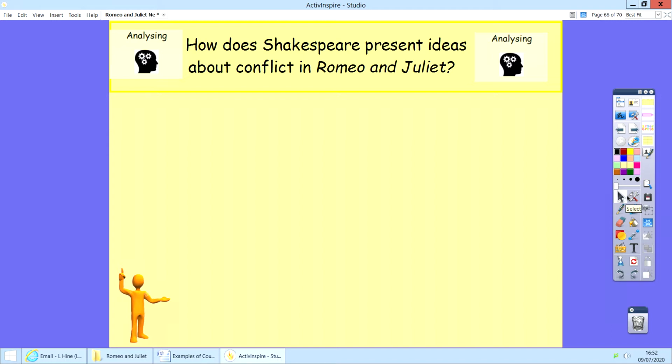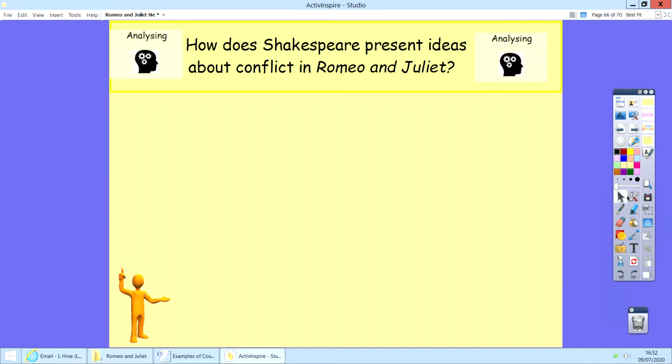Now, conflict in Romeo and Juliet. How does Shakespeare present ideas about conflict in Romeo and Juliet? This is going to be your question title. Now, ordinarily, we'd give you an extract to look at, and then you would compare that, you would analyse that, and then look at other examples of conflict in the rest of the play as well. I'm not going to do that because it's up to you to pick which one you want to do.